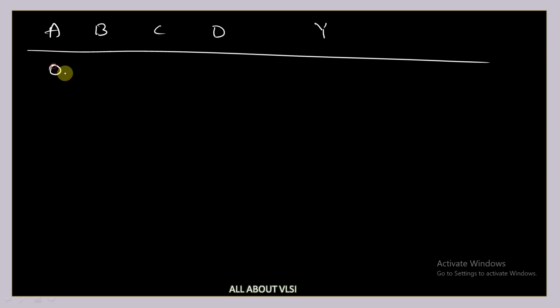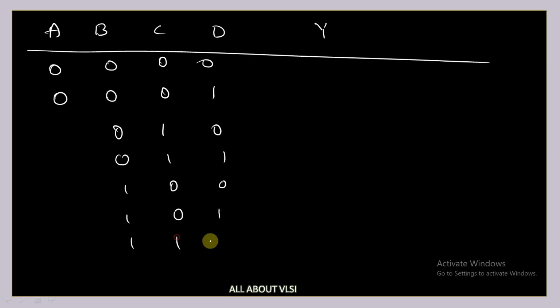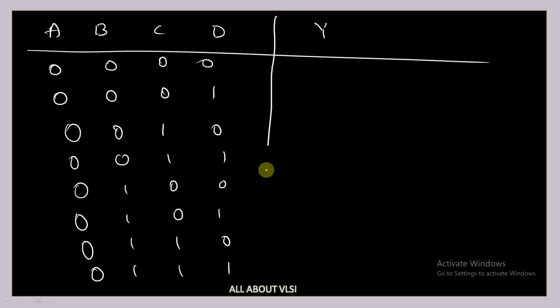So let me draw the truth table for this: A, B, C, D, and my output Y. Okay, so what are all the combinations I have? 0000, 0001, 0010, 0011, 0100, 0101, 0110.